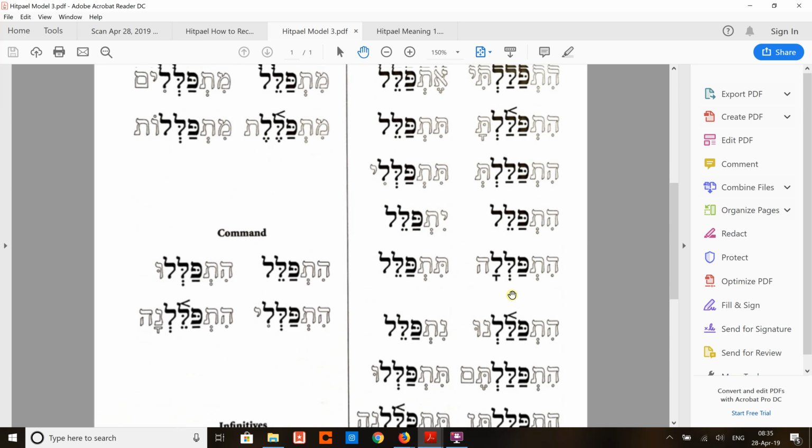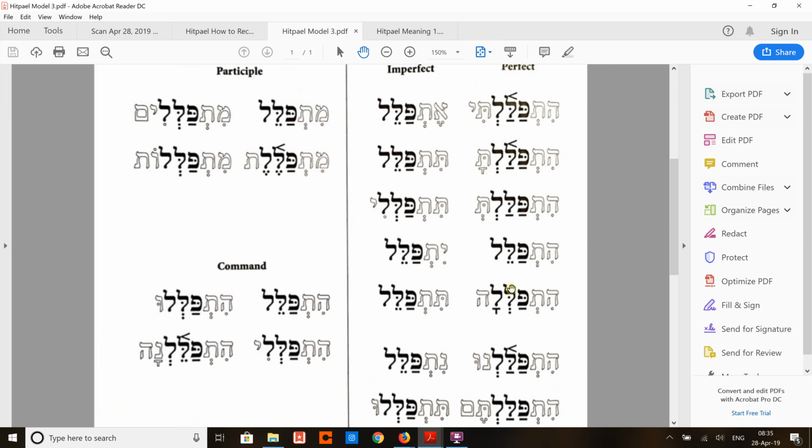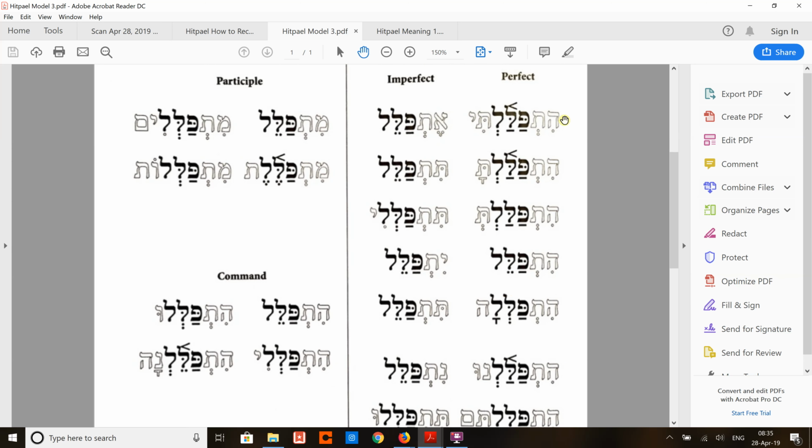All of those endings are the same across all the verbal stems. What you're looking for is the prefix heat. And in this case, what I'm asking you to memorize is the third masculine singular perfect, hitpael, to be able to recognize that. Okay, now what happens in the imperfect?